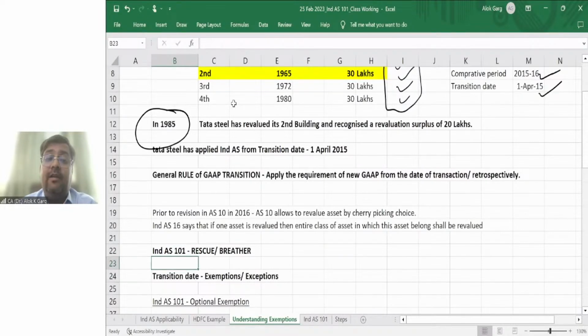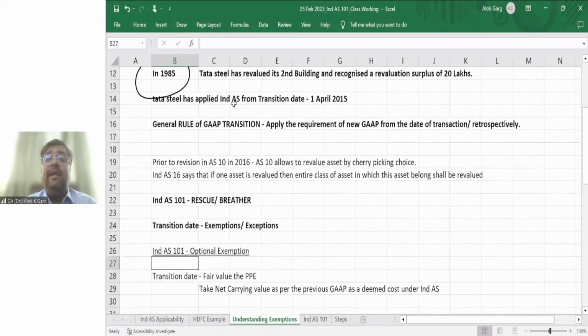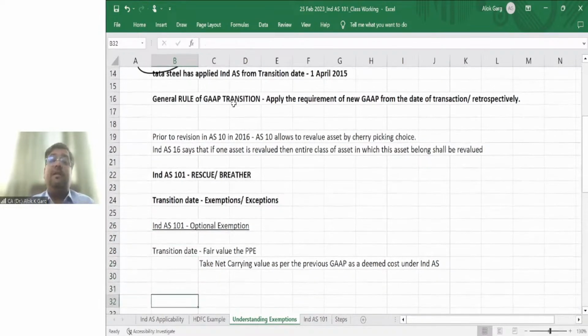In Ind AS 101, on the transition date, Ind AS 101 has given some exemption or exception, which is relaxation, nothing like that. Ind AS 101 has given an optional exemption. And what is the optional exemption? Ind AS 101 says that if you don't want to apply Ind AS 16 from the beginning, just do the fair valuation on the transition date. And fair valuation on the transition date is a very, very nearest date. It is just 1 or 1.5 years ago. So standard says that you can do the fair valuation on the transition date.